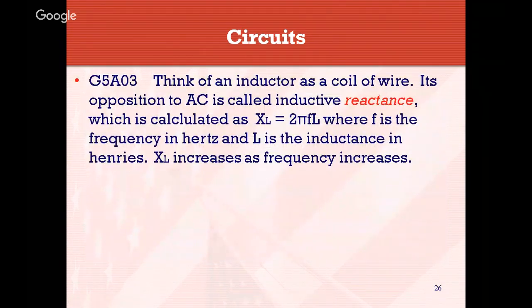At any rate, you think of an inductor as a coil of wire. Its opposition to AC is called inductive reactance, which is calculated as XL equals 2 pi F L, where F is the frequency in hertz and L is the inductance in henries. Inductive reactance increases as frequency increases, by the way.